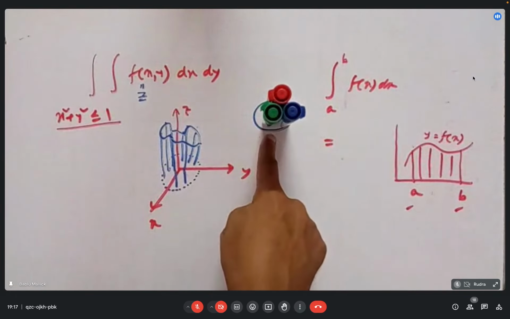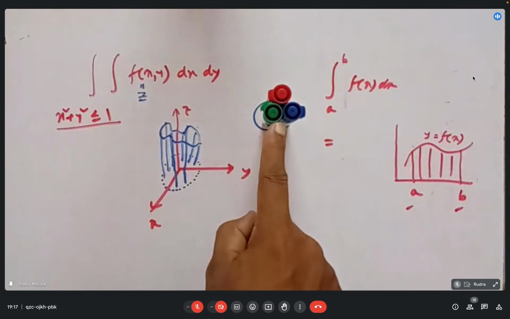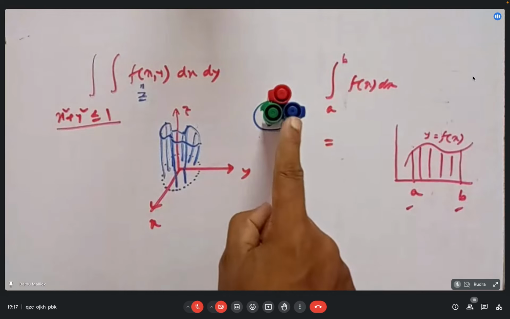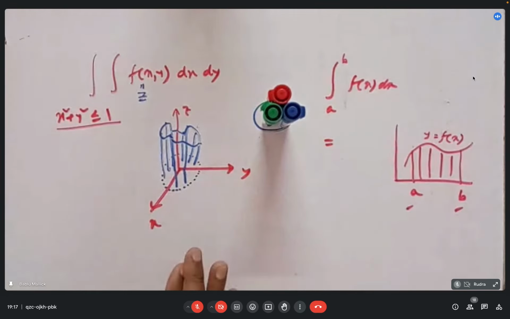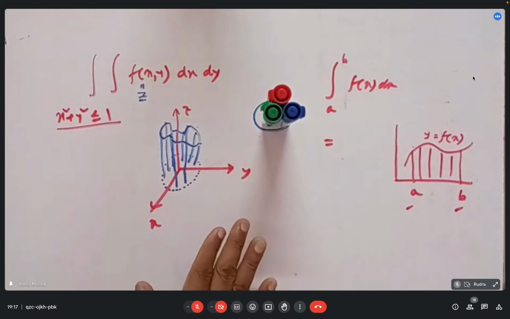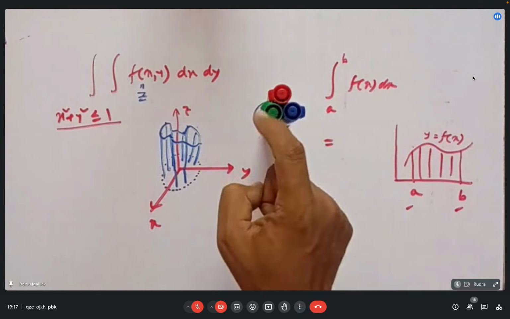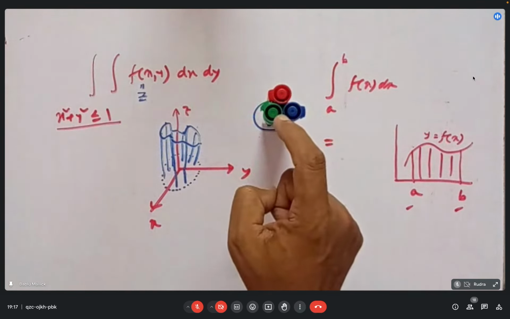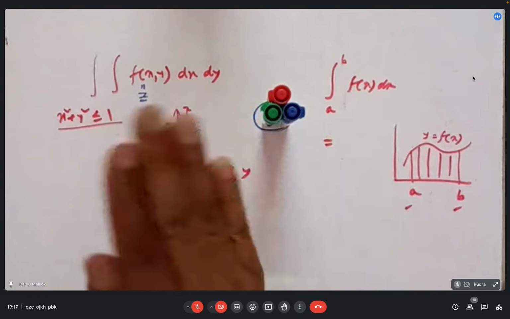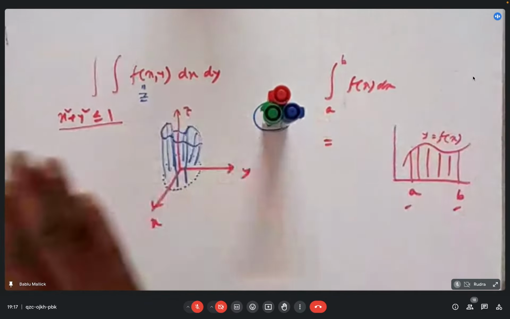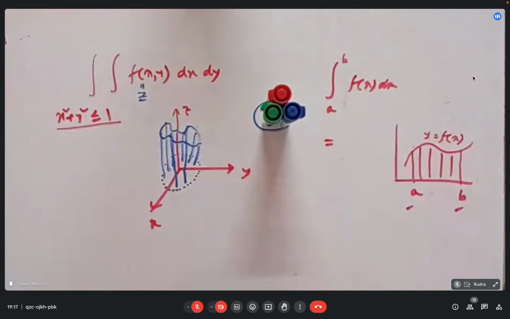But here I have taken all heights to be the same. These heights may or may not be the same. So that means this face may be a circle or may not be a circle. There may be some other surface.